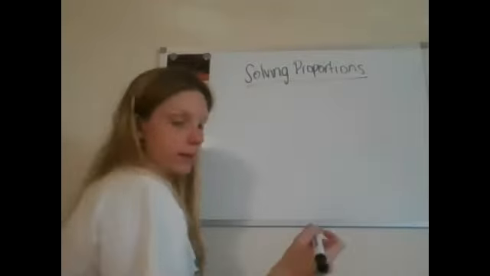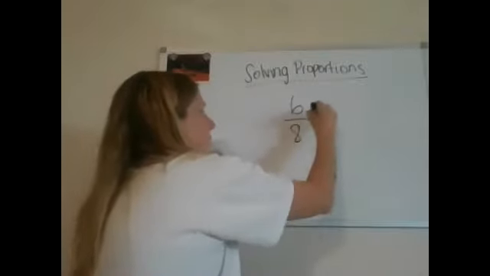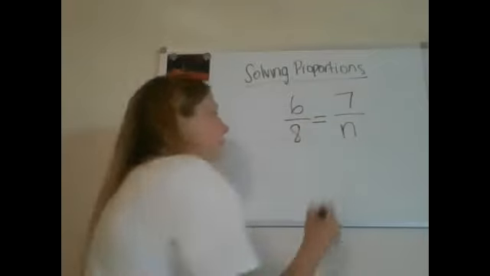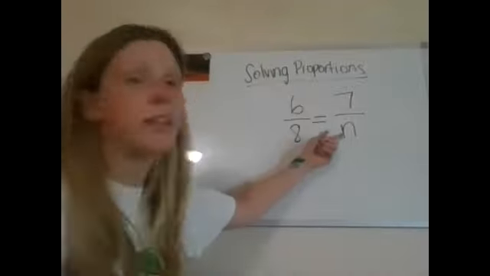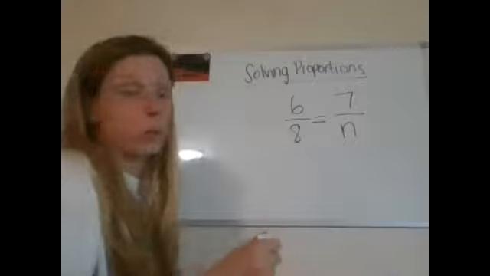Okay, last one. Let's say I have 6 over 8 equals 7 over n. Okay, in this case, instead of using an x, we have an n. And that's all right, okay? We're going to solve this the same way as we have been.